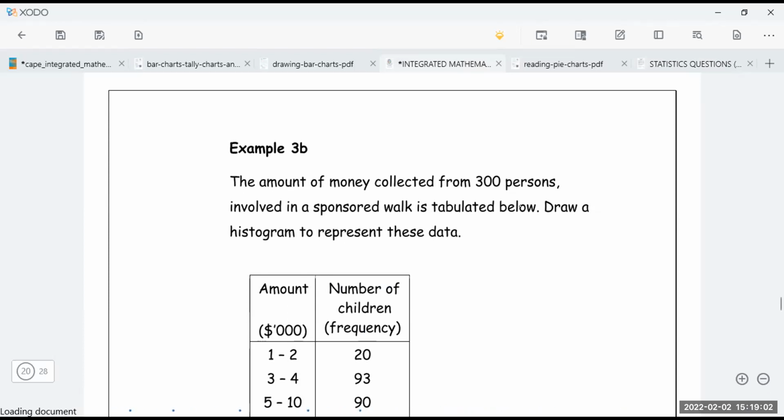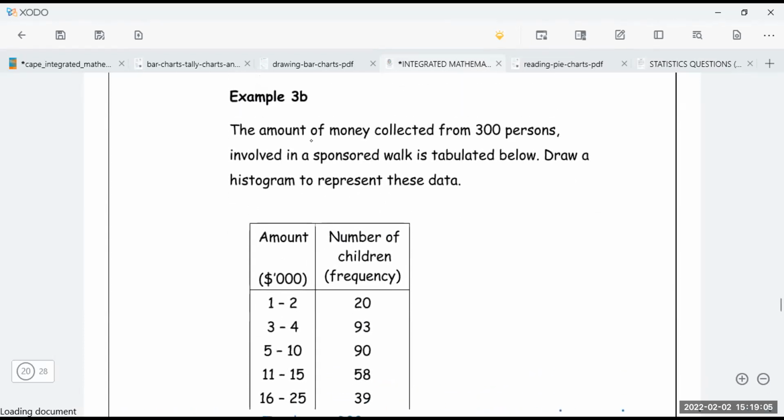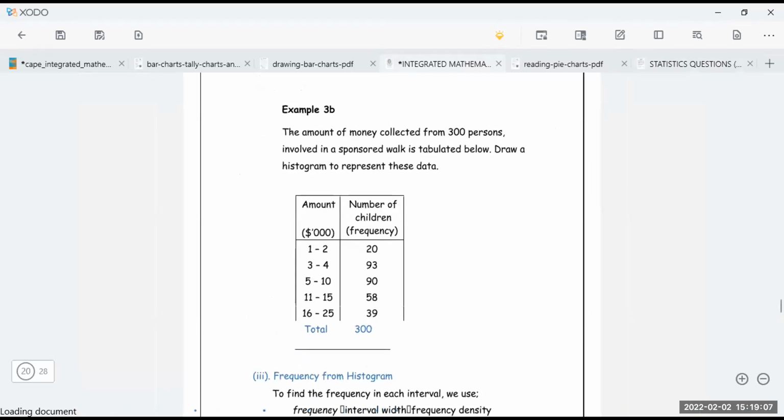So this right here, Jamie, look at this as an example. It says the amount of money collected from 300 persons involved in a sponsored walk is tabulated below. And then we're going to draw a histogram to represent the data. So it says the amount of money in thousands: $1 to $2,000, 20; $3 to $4,000, 93; $5 to $10,000, 90, and so forth.